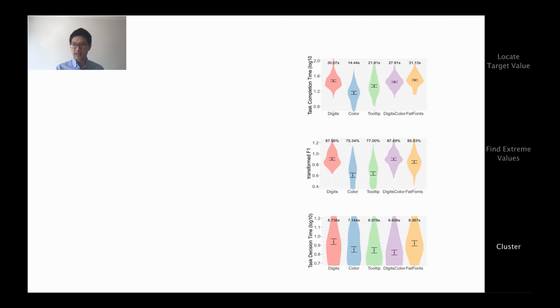And lastly, for the cluster task, if you only consider speed, color will be the best. As we can show here, color is the fastest in task completion time. However, for correctness, the second graph, transformed F1, shows the rate of correctness in this task. The lower, the less correct it is. So in this case, the higher, the better. And what we're showing here is that color is pretty error-prone.